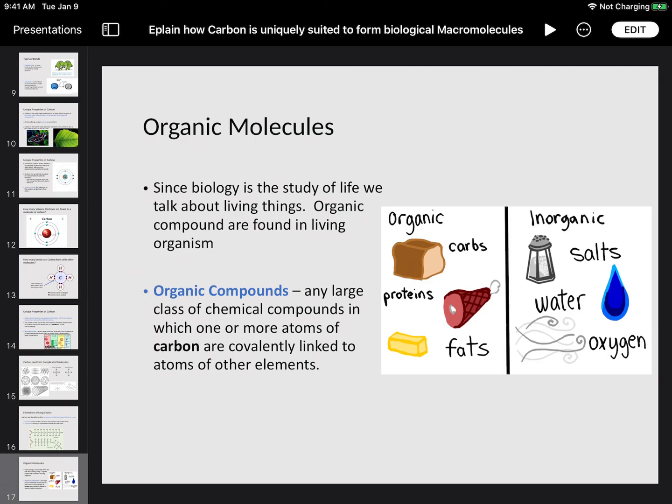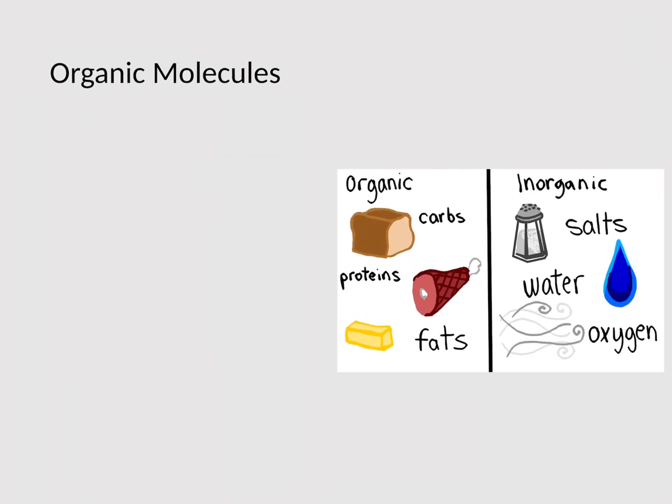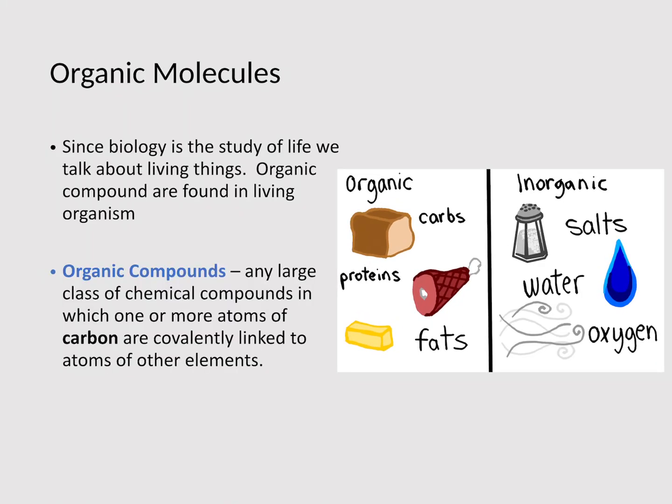Hopefully this helps you out with distinguishing what carbon is and how it helps. So again, carbon is very important, can form 4 covalent bonds, which makes it large and makes complicated molecules. Hopefully this helps you out.